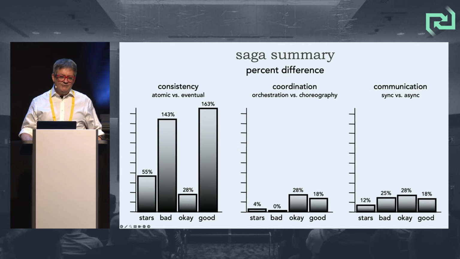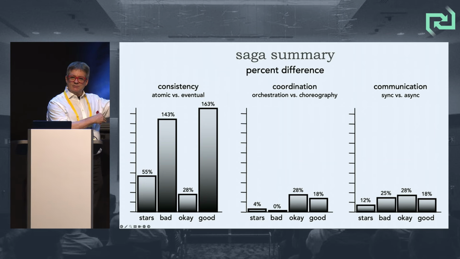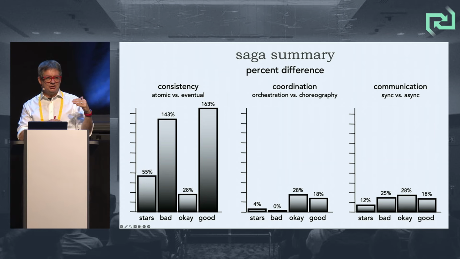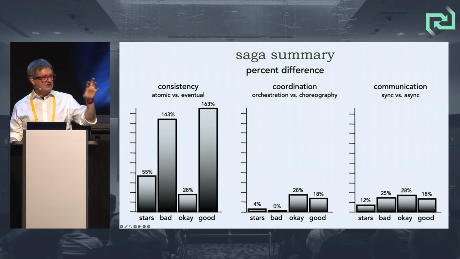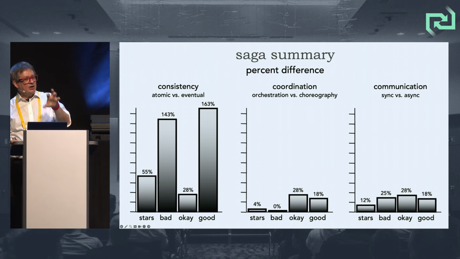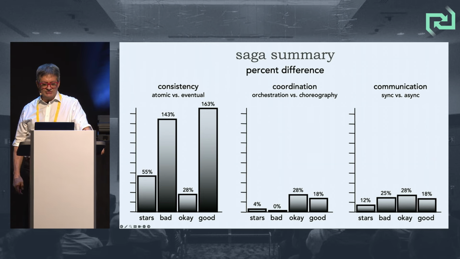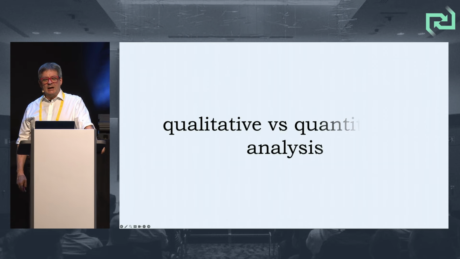Because if you look at the good versus bad magnitude of consistency, coordination, and communication, by far consistency is the biggest headache. The other two are rounding errors. Getting that right is the toughest thing in a distributed architecture like this, which is why eventual consistency is so favored. This is an example of what we refer to as qualitative versus quantitative analysis.